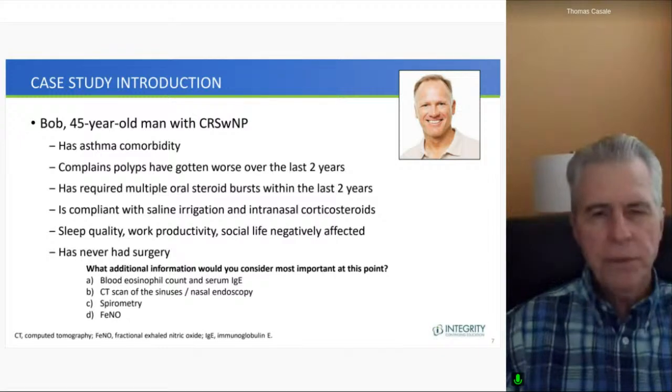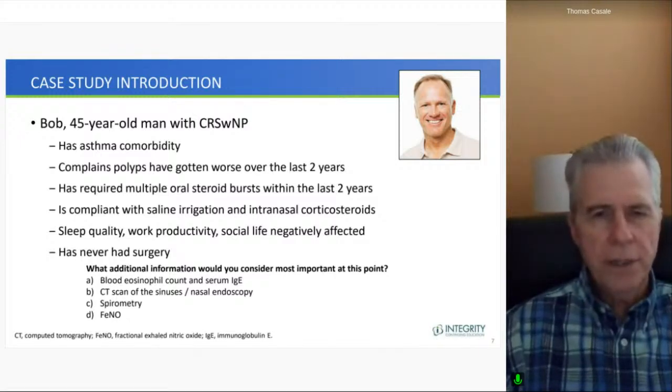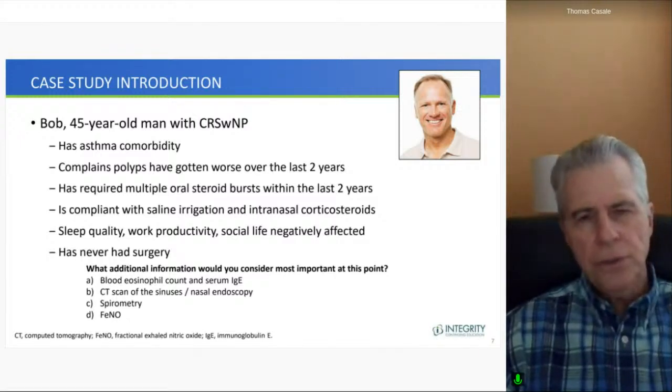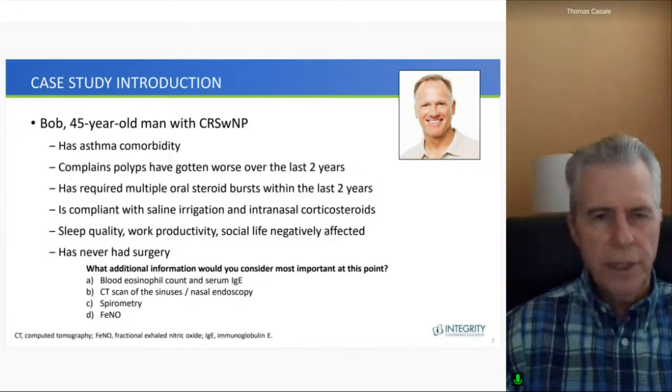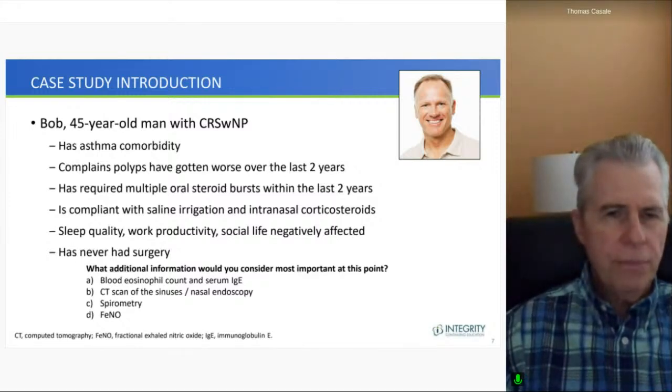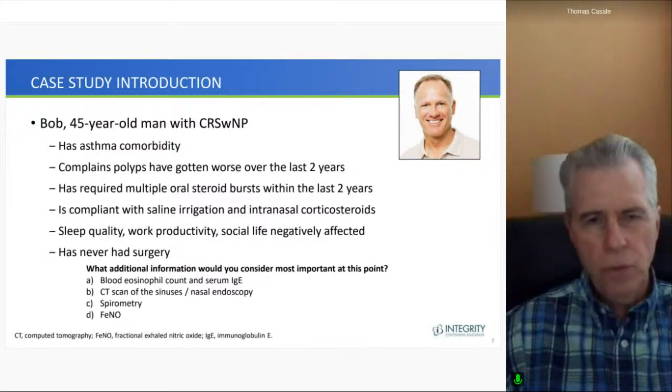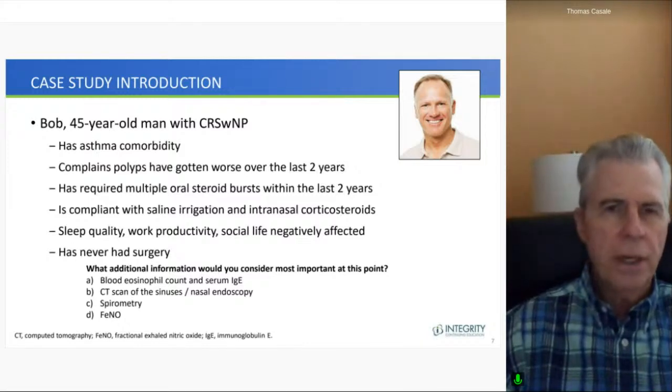However, some people do look at Staph aureus enterotoxin-induced IgE, which we'll cover later. Clearly, it would be important to get a good look, and that could be done with CT scan of the sinuses and/or nasal endoscopy.